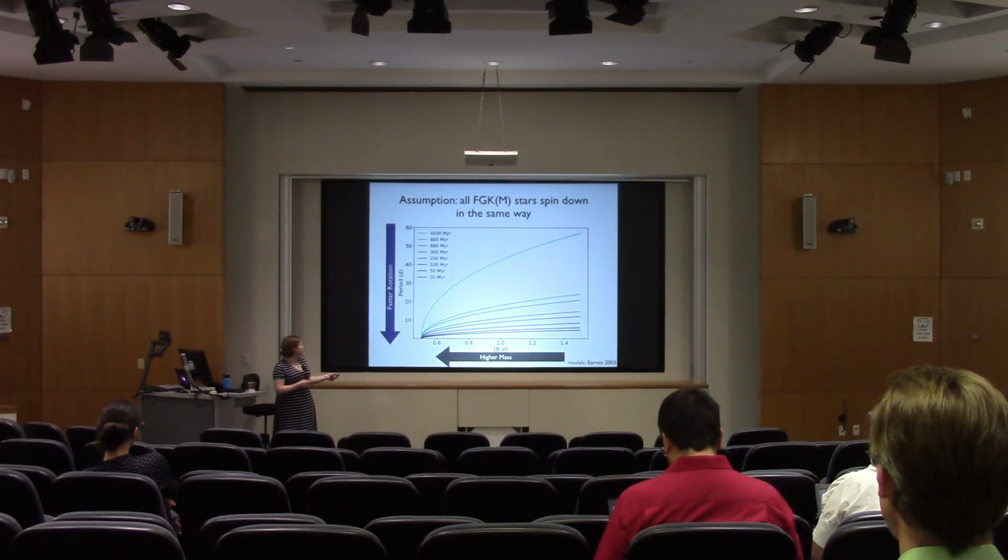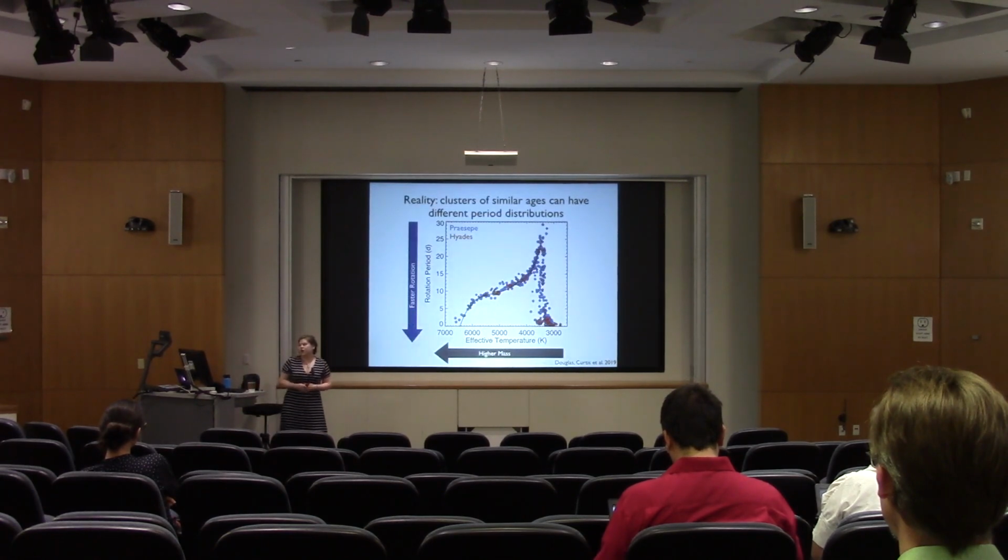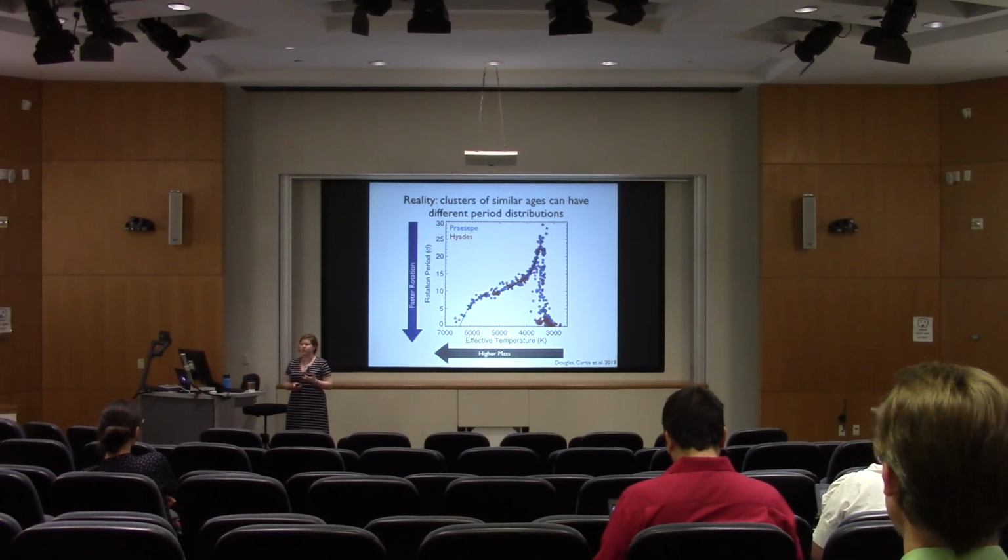These are the same models. So that t to the minus 1/2 does mean that the lower mass rotators spin down more quickly, but they're all obeying that same braking index. But the reality that we're seeing is that even clusters of similar ages can have different period distributions, and their slow rotator sequences will have different shapes.